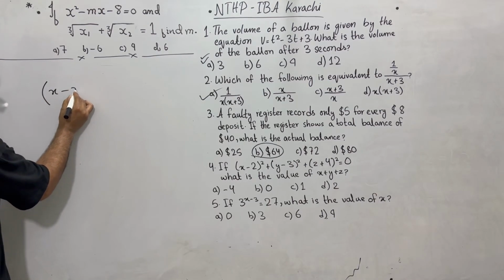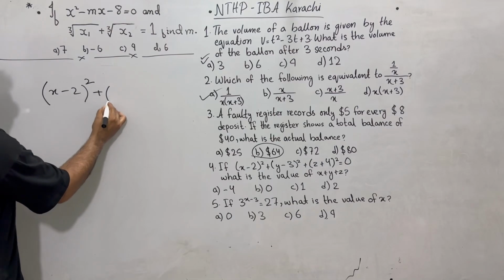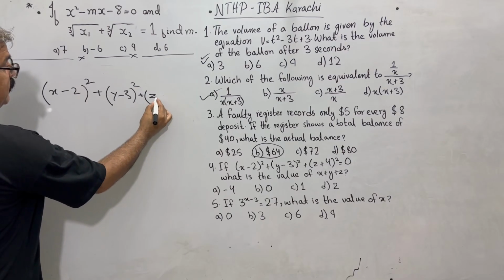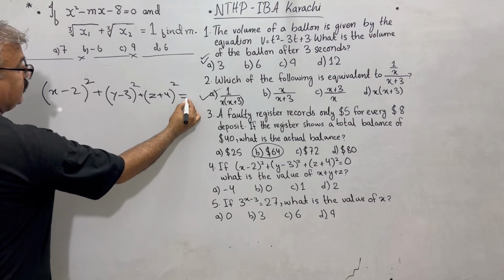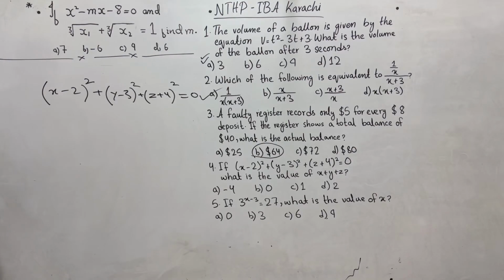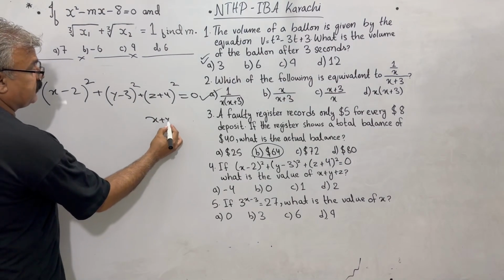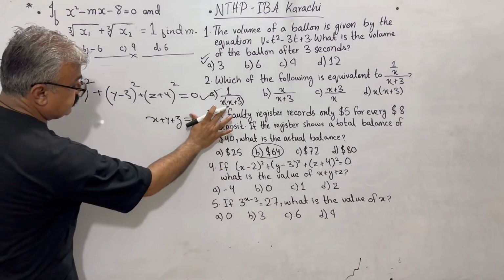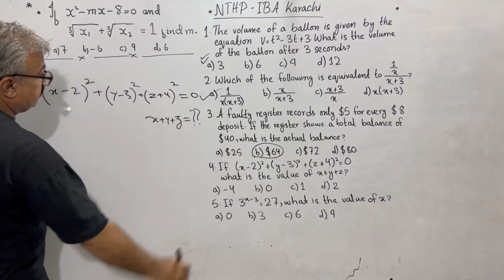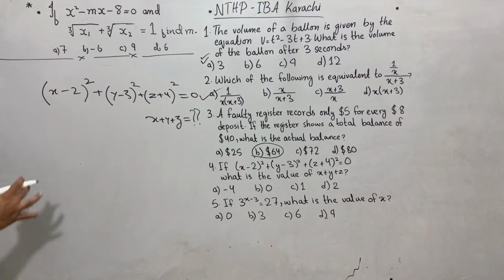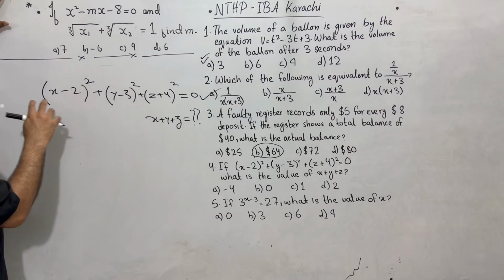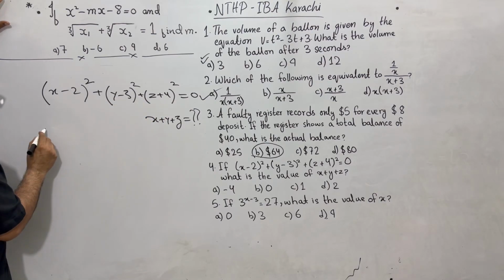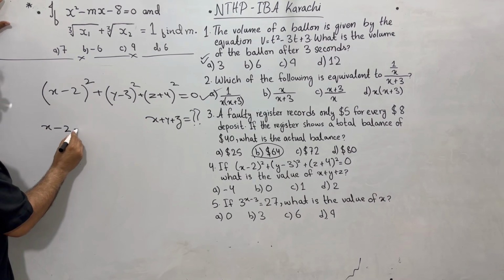It reads as (x minus 2) whole square plus (y minus 3) whole square plus (z plus 4) whole square is equal to 0. We are interested in finding the sum x plus y plus z. It's a good Olympiad type question, everything is given to us. Just equate this one to 0, this one to 0, this one to 0. You are going to attempt this question in the blink of an eye.